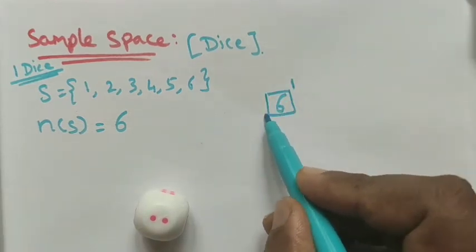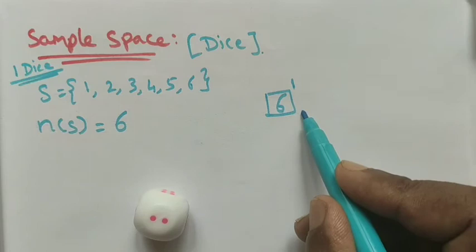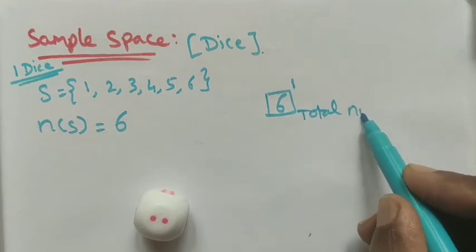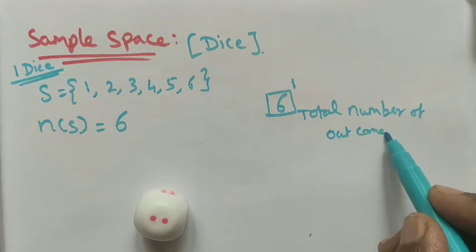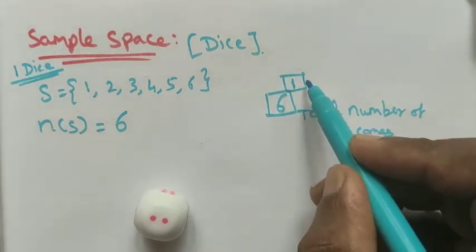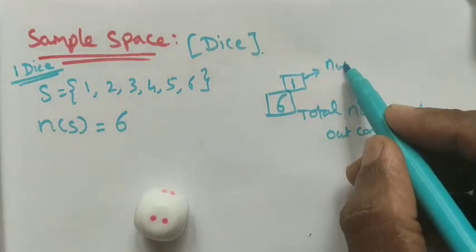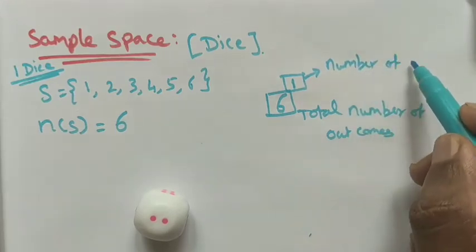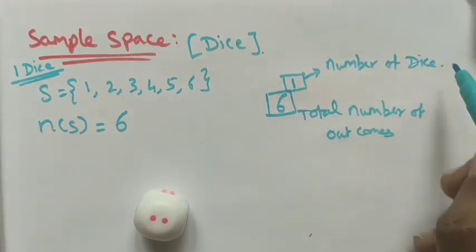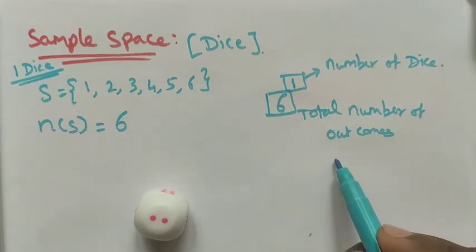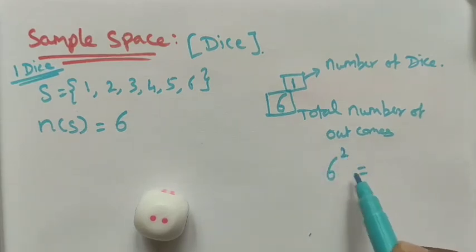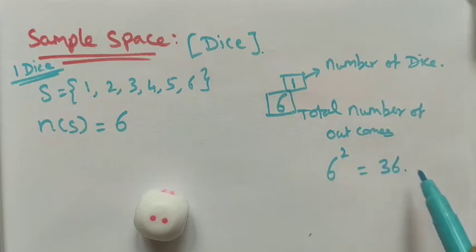Here the 6 is mentioned, the total number of outcomes. Here 1 is mentioned as number of dice. Suppose we want to find out for 2 dice, 6 power 2. 6 power 2 is 36.